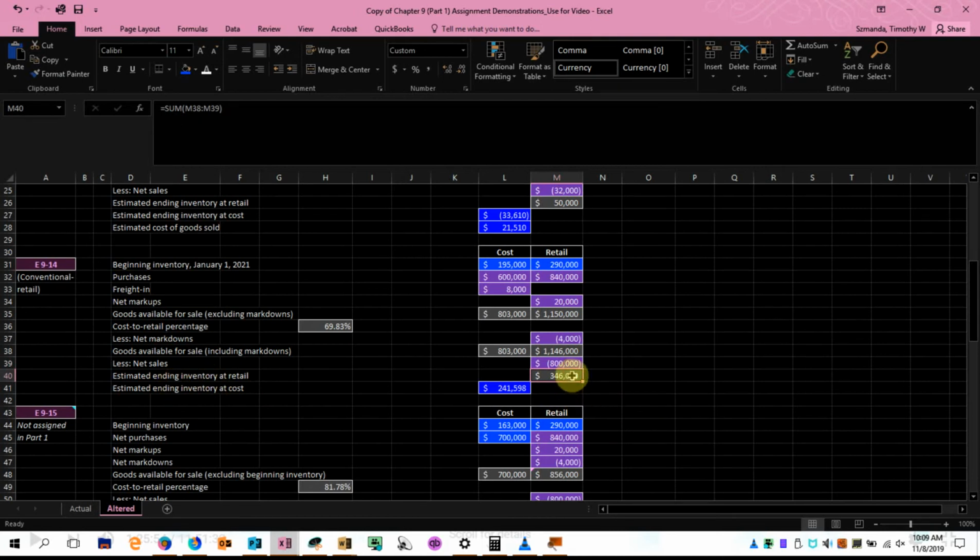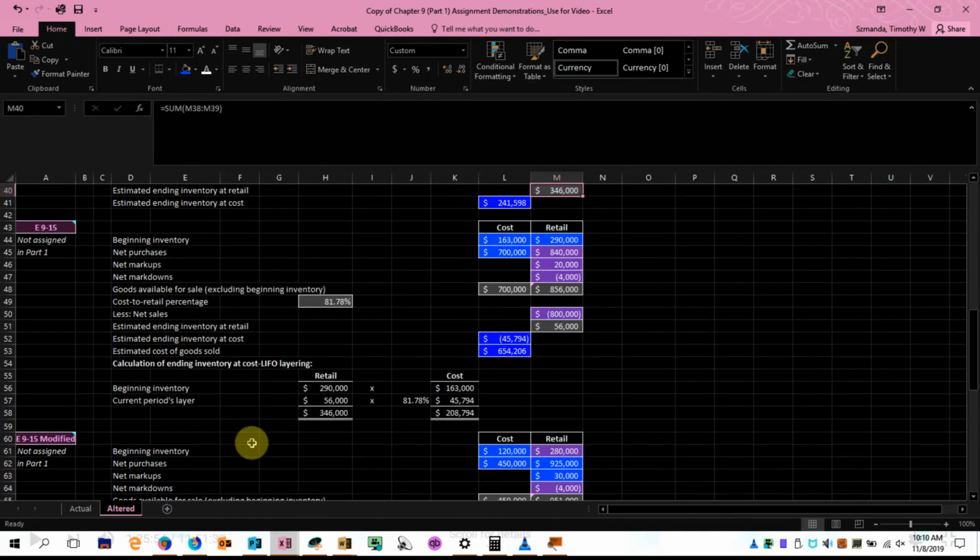But again, the problem asks us to calculate the estimated ending inventory at cost. So in this case, I'm going to take the 346,000 times 69.83%, or 70%, and that will give me the estimated ending inventory at cost of 241,598. So very similar to the average retail method, with the exception of the markdowns being moved down.